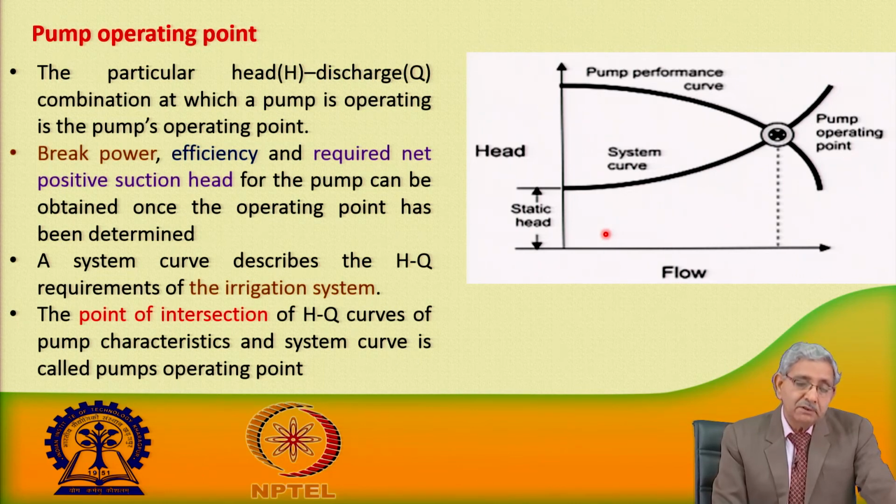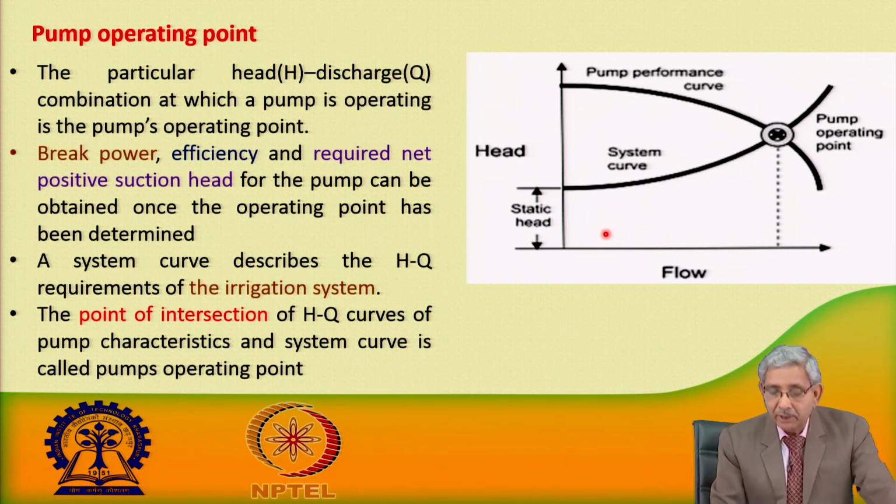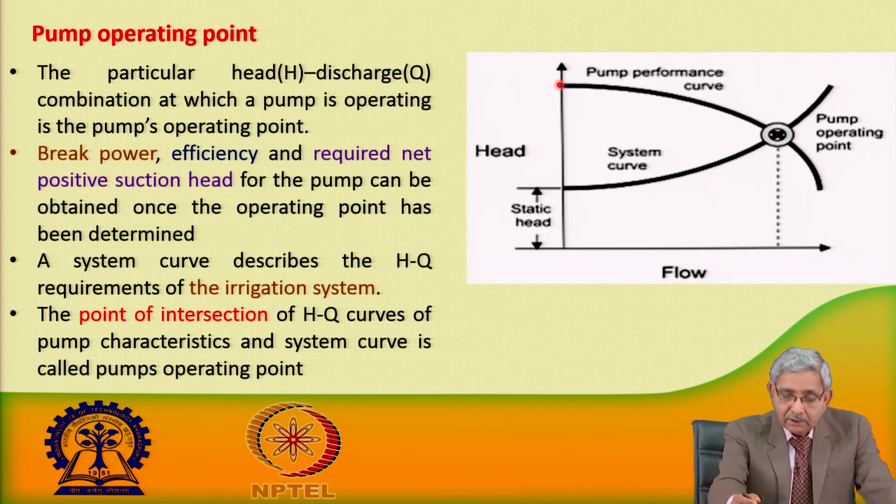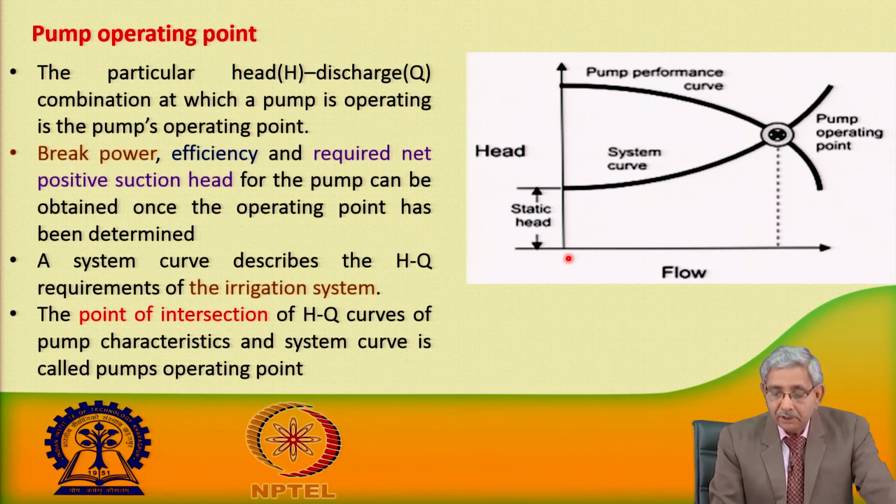Another point is the pump operating point. The particular head H and discharge Q combination at which the pump is operating is the pump's operating point. Head is plotted on the ordinate and the discharge capacity of the pump is plotted on the abscissa.